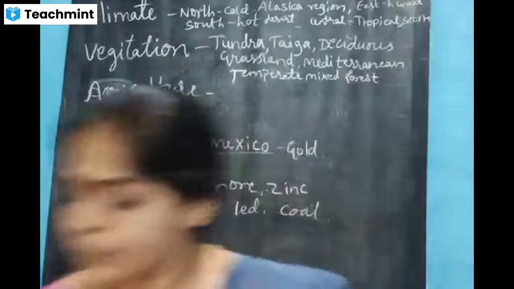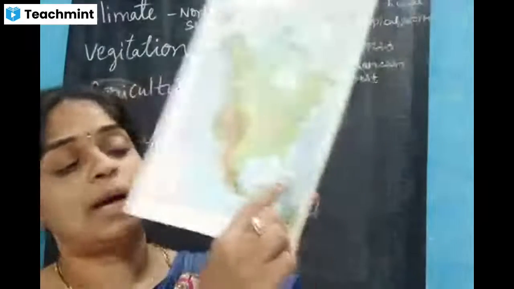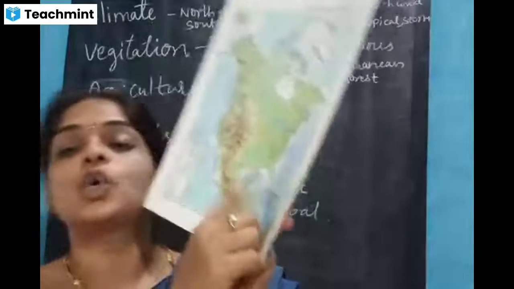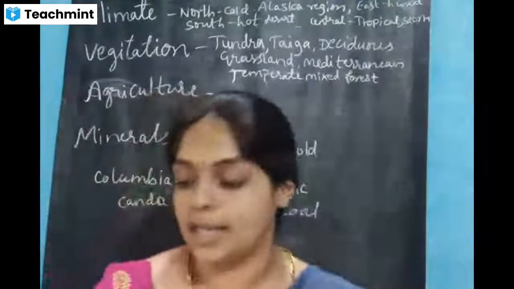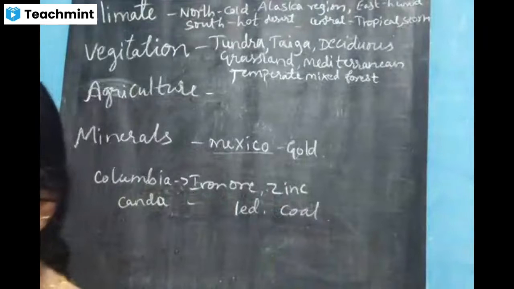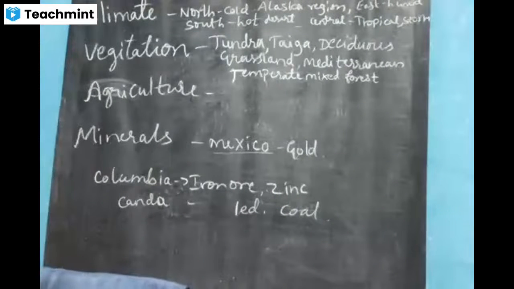Then Cuba, I already said that where it is Cuba, this is near the West Indies, right. So Cuba, it is famous for sugar, so that it is called sugar bowl, they call it sugar bowl, right.